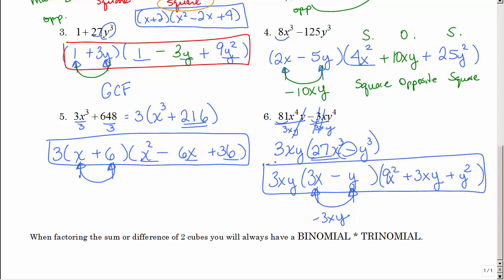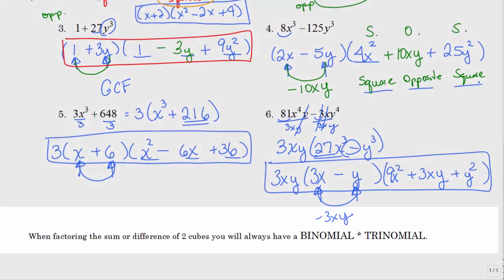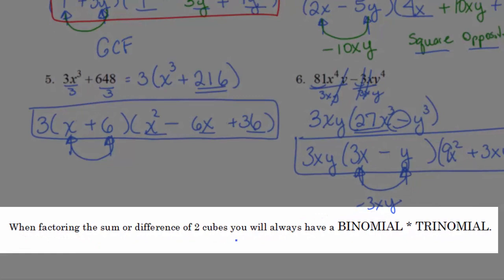Cubes are easy as long as you just have that pattern, that square opposite square, check your signs. And when factoring the sum or difference of two cubes, you will always have a binomial times a trinomial. You may have more, like a GCF, but you're always going to have a binomial times a trinomial.